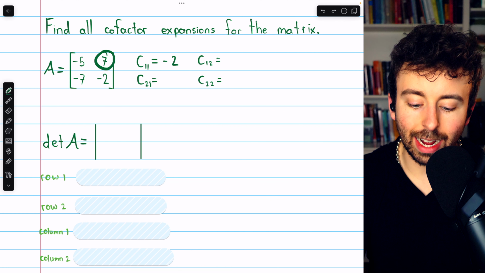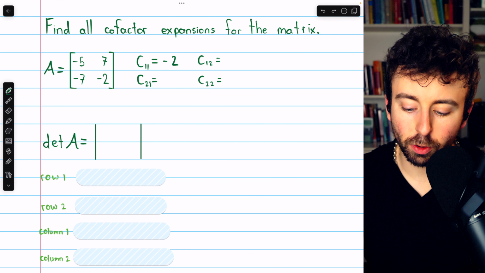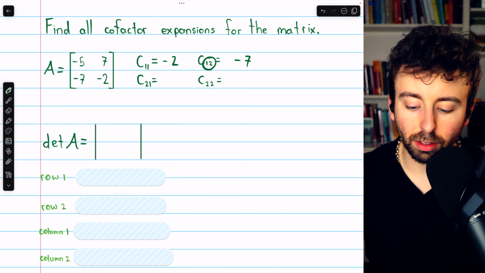Moving on to the next entry in row 1. Eliminate the row, eliminate the column. -7 is the determinant of the remaining submatrix, and 1 plus 2 is 3. That's odd, so there's going to be another negative. They're going to cancel out, and so the cofactor is just +7.